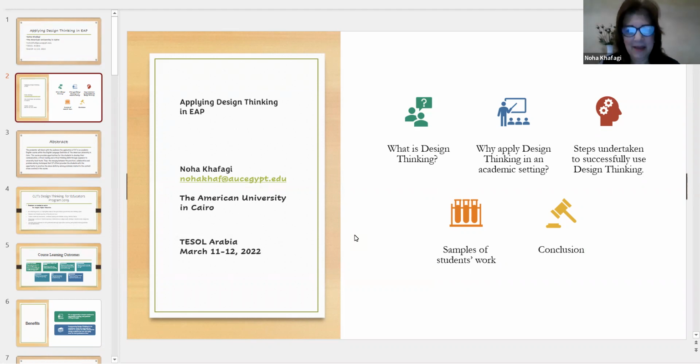What is design thinking? We're going to look at my outline. What is design thinking? Why apply design thinking in an academic setting? And the steps I undertook to successfully apply design thinking, and samples of my students' work, then the conclusion.